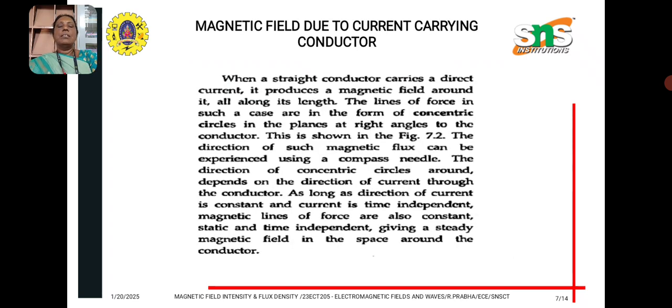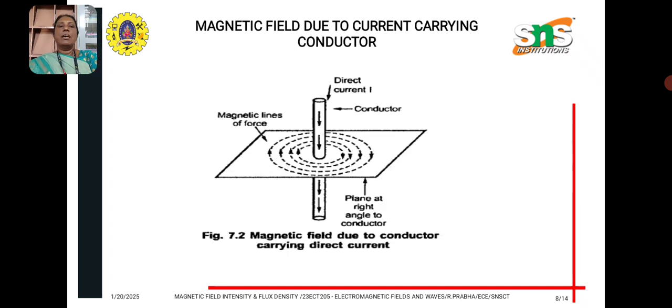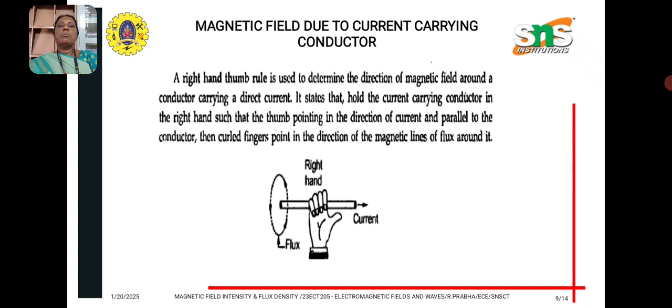We can also find the magnetic field due to a current carrying conductor. For this, considering a straight conductor carrying a direct current, it produces a magnetic field around it along its length, and the lines of force will be in the form of concentric circles in the plane at right angles to the conductor, as shown in the diagram. We have a current carrying conductor, the current is the direct current I, and the conductor is in the perpendicular direction. In the plane at right angles to the conductor, we have magnetic flux lines or magnetic lines of force, and this is explained by a thumb rule.